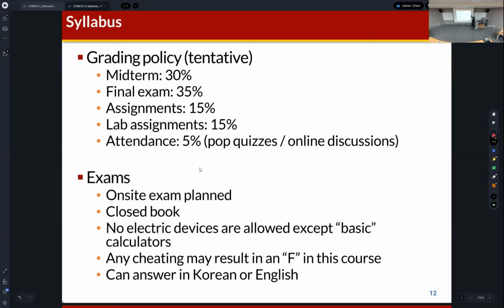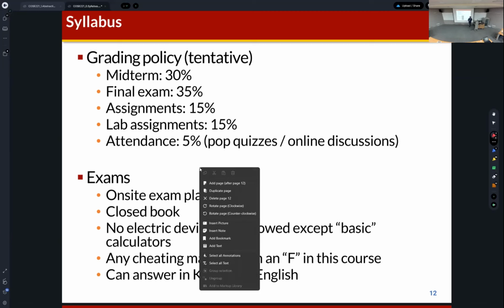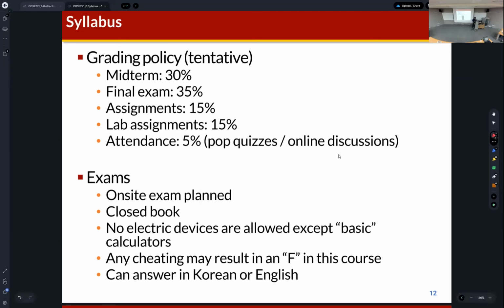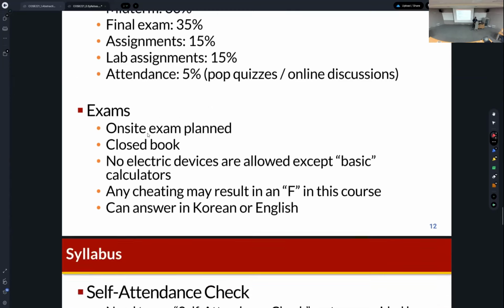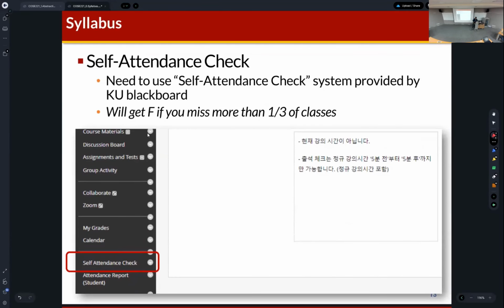And also for the assignments and lab assignments and exams, you can answer in Korean or English. Okay, even though this is an English course, so using English is my duty, but it's not your duty. So you can ask questions in Korean, okay? You can answer in Korean or English in the exam, or lab assignment, or other homework assignments. Okay, this is important.